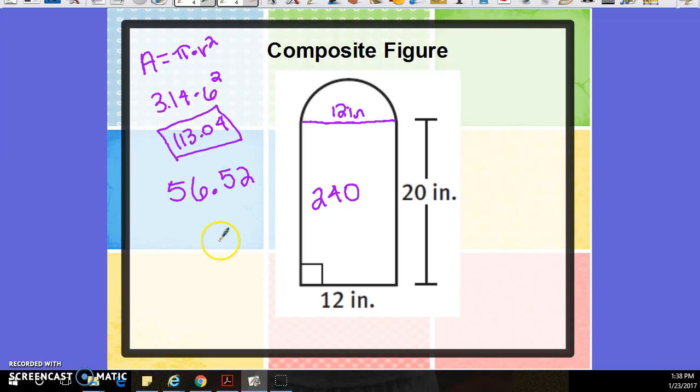And now we're going to add that. So add these two areas together. And that gives you what? 296.52 inches squared. Do y'all see how we got that?